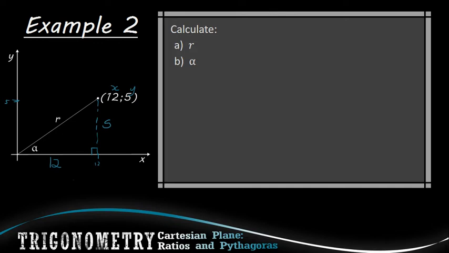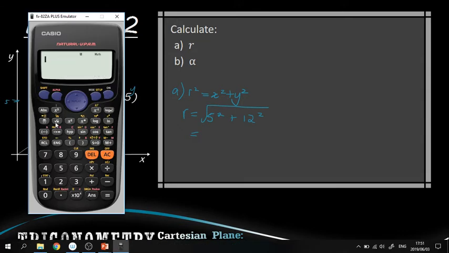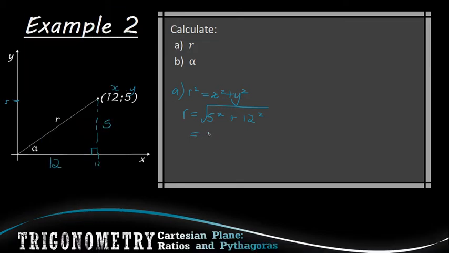So once again, to find r, I'm going to use Pythagoras. So we've got r squared is equal to x squared plus y squared. The two shorter sides add up to get the longer side squared. Then solving for r, we square root both sides and we substitute in our values for x and y. So the value for x is 12 squared and the value for y is 5 squared. We square root that and then we type that into the calculator. So square root of 5 squared plus 12 squared is equal to 13.